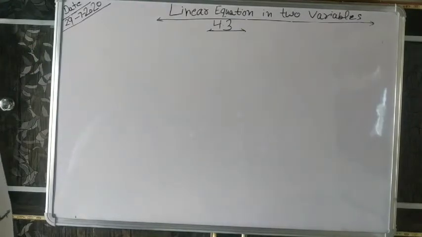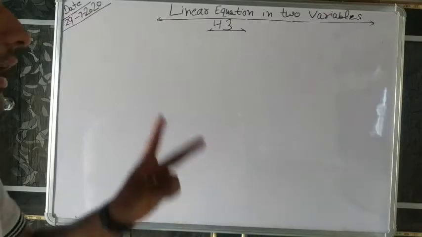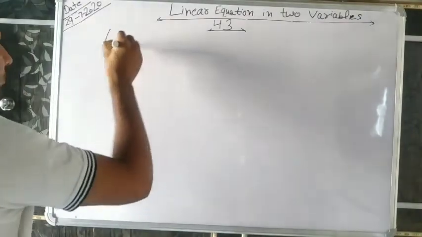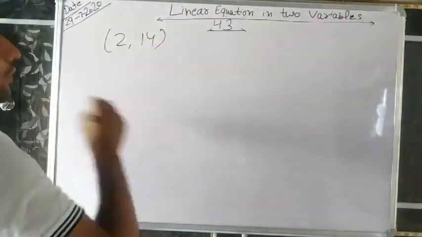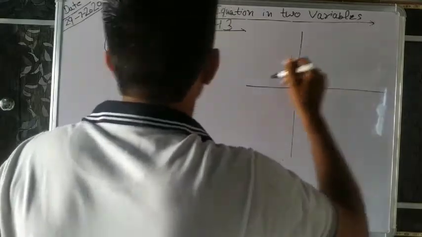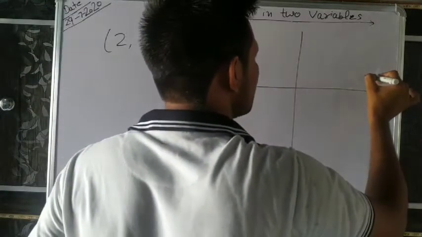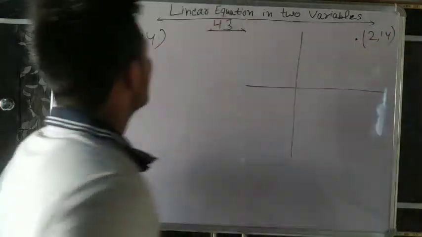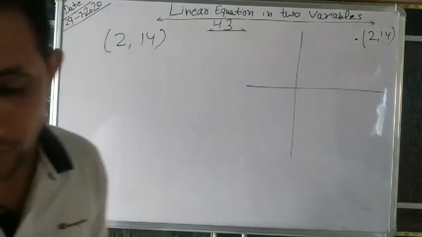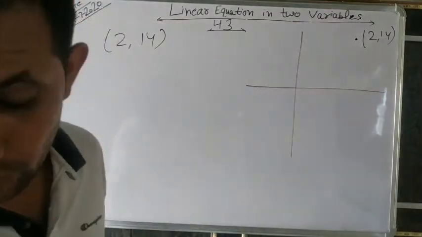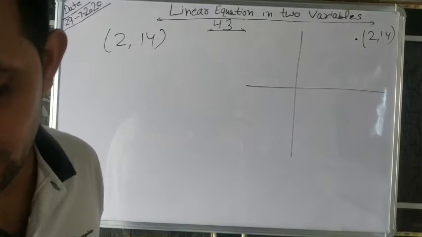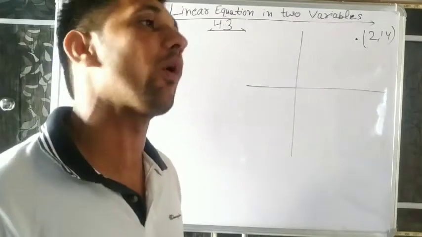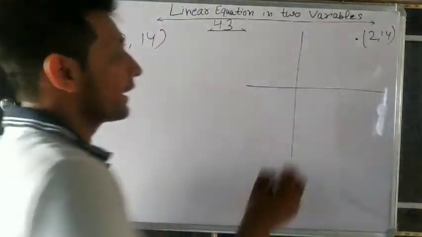Give the equation of two lines. We have to find the equation of two lines passing through a point, 2 and 14. X is 2 and Y is 14. Suppose this is the point 2, 14. From this point, give the equation of two lines passing through, and how many more such lines are there and why. We have to make two equations.